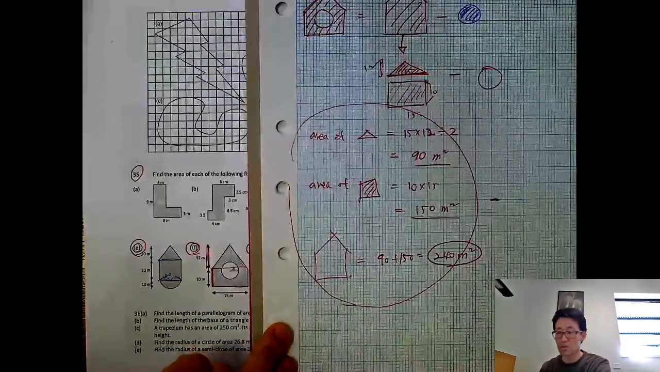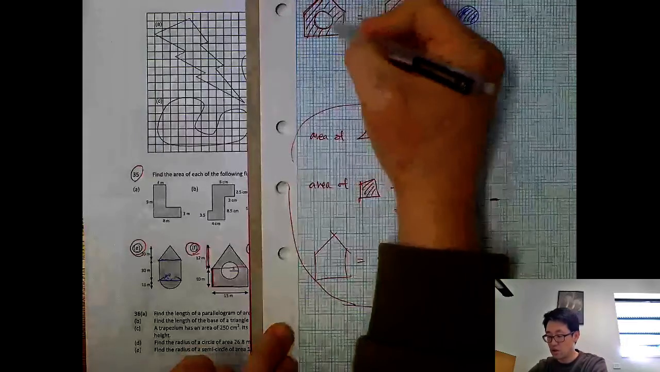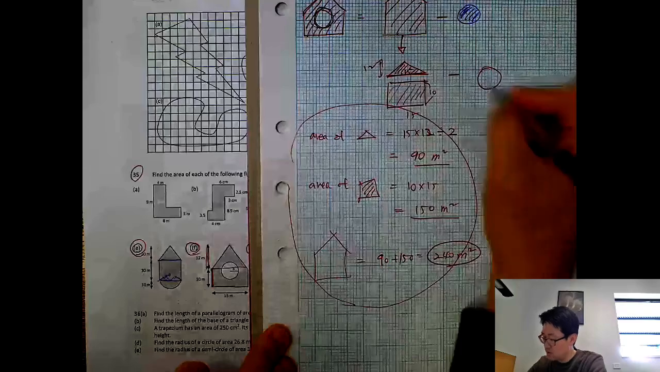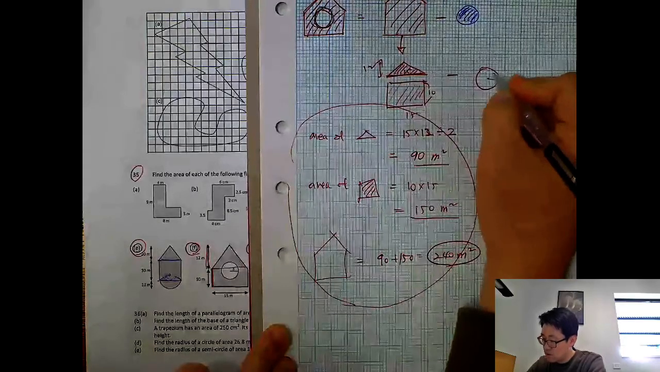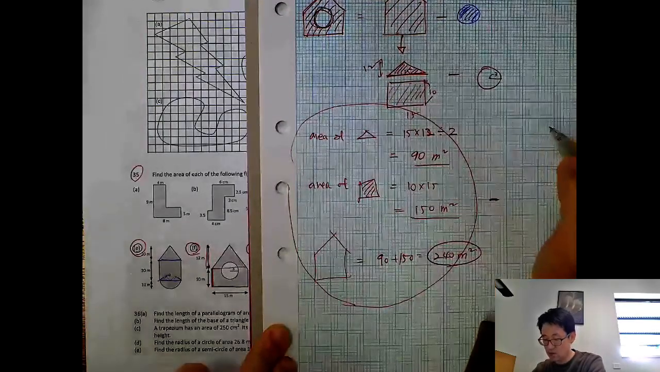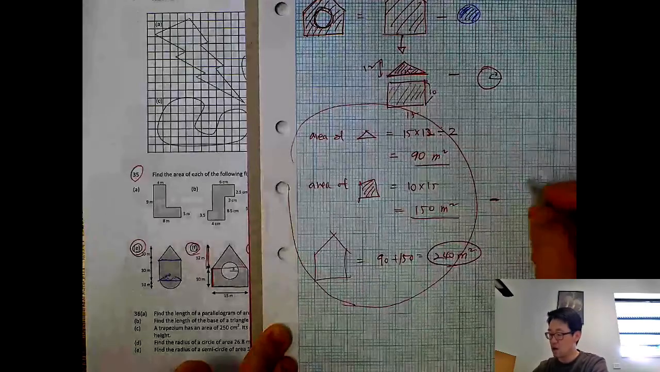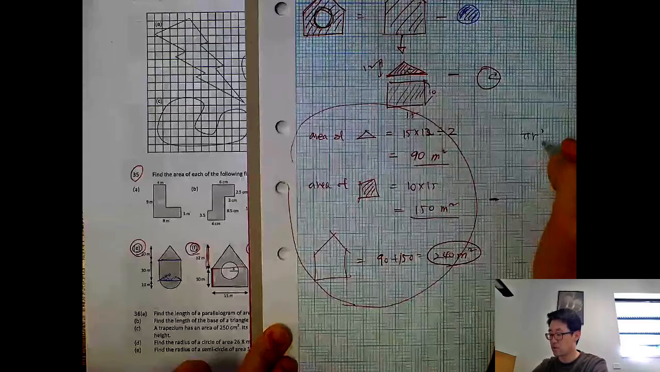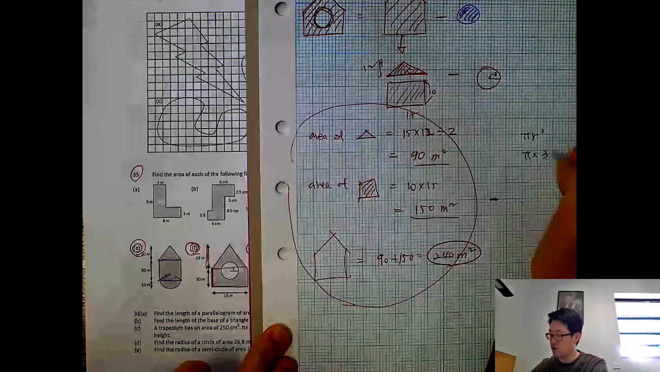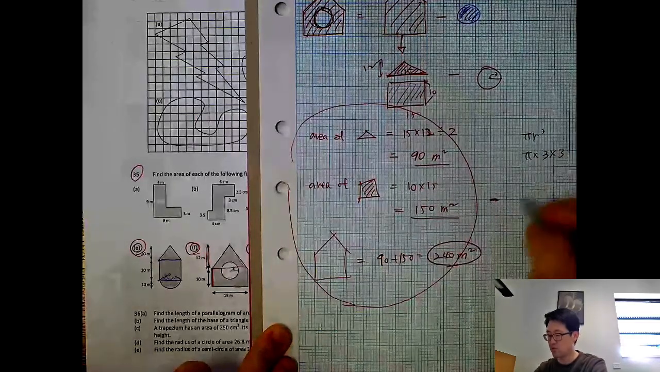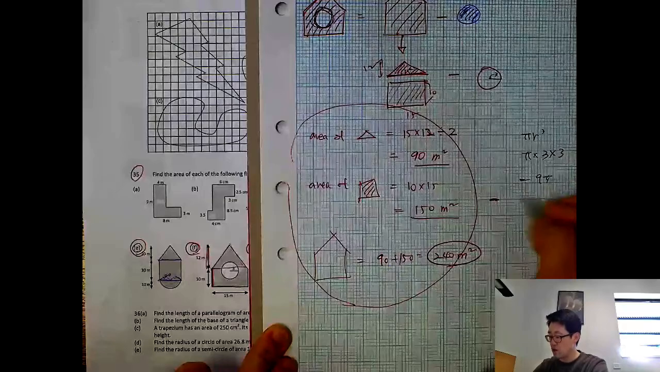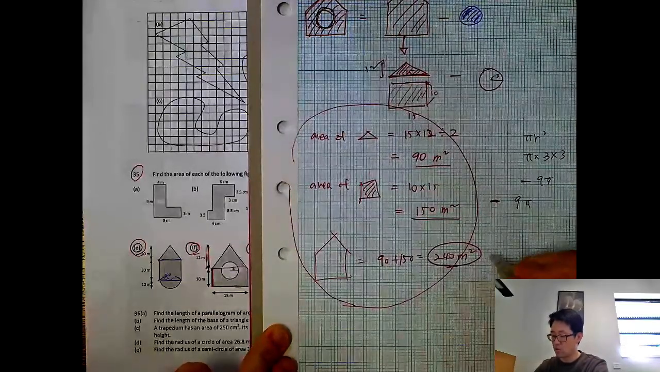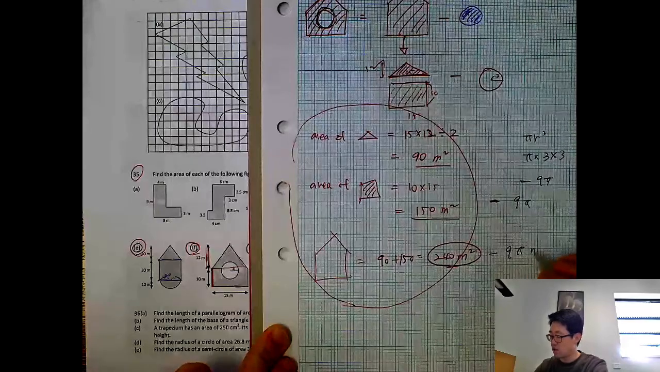I need to take what? The circle out, isn't it? Let's check the circle. Circle was 3 meters radius. How do you get the area? Pi r square. Radius is 3, so pi times 3 times 3. Is it a half circle? No, it's full circle. 9 pi. So minus 9 pi. 240 square meter minus 9 pi square meter.